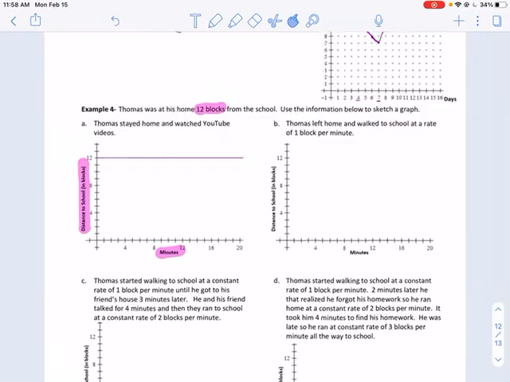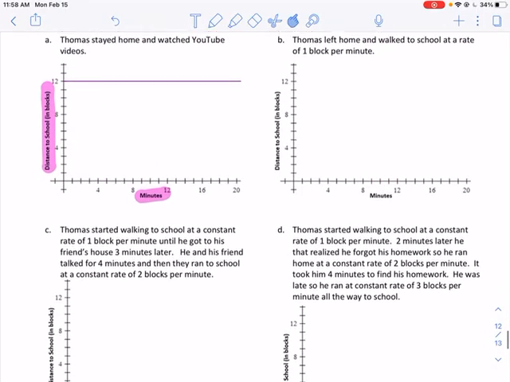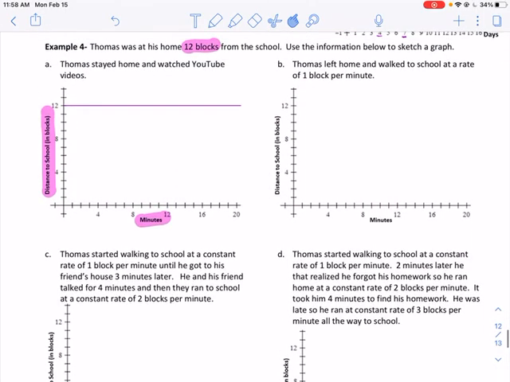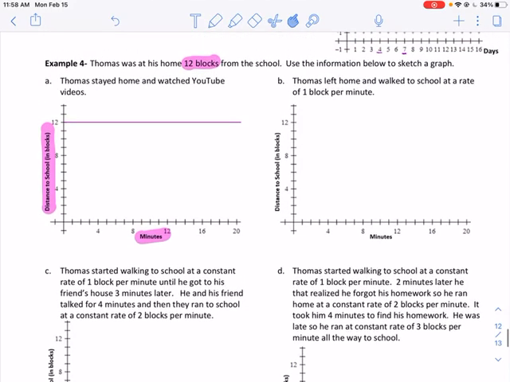Okay, so now I want you to try B through D on your own. Try and graph those yourself, and then you're going to check your answers with me in just a minute. So pause your video, try B, C, and D. Remember to work through each part, just a part at a time, and then see what it looks like.